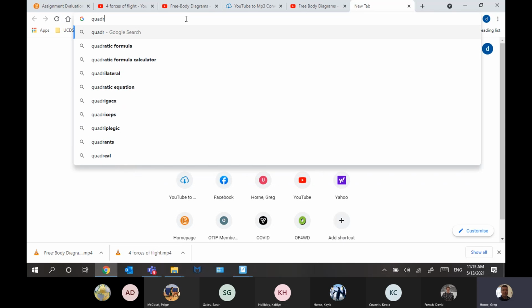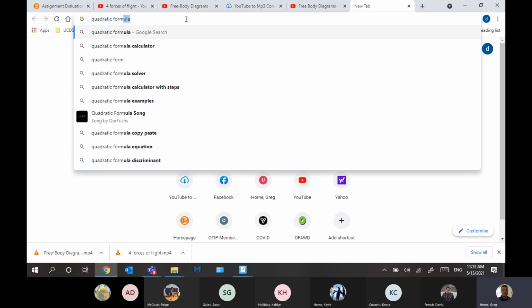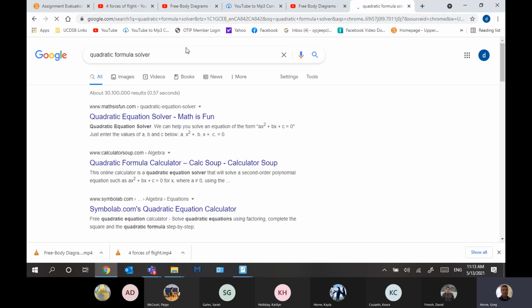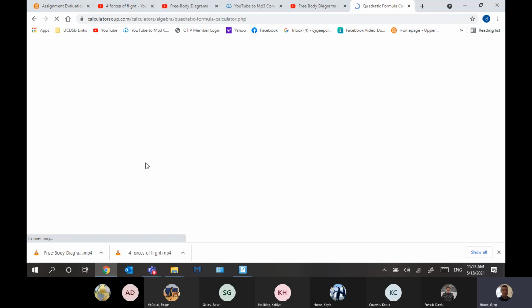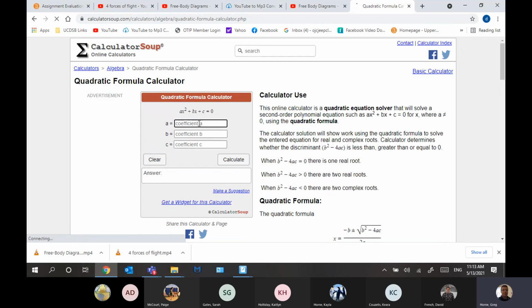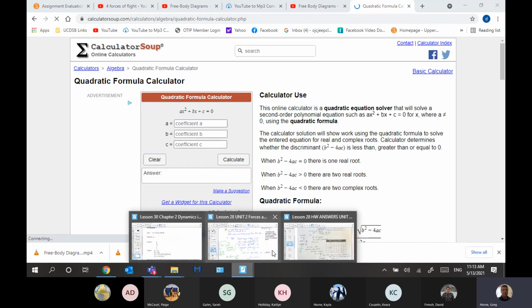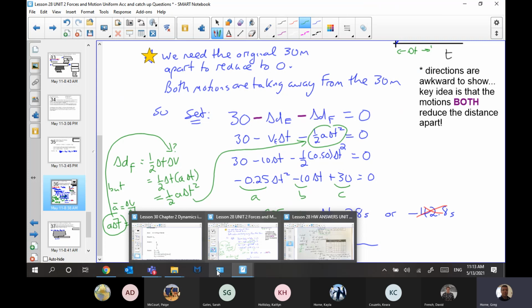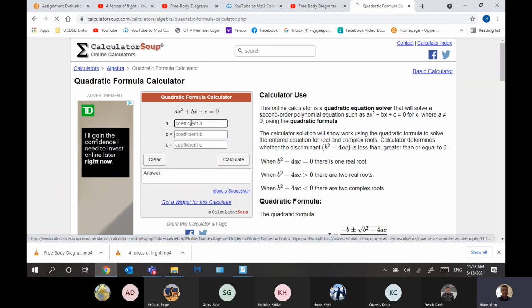Let's look at a quadratic formula solver. I've never done this in my life, but I bet it is a very easy thing where they're probably going to have a little applet somewhere where you put in your A, B, and your C. Boom, there it is. Big surprise, right? So let's go to quadratic formula here, and we're going to put in a negative 0.25, negative 10, and a 30.